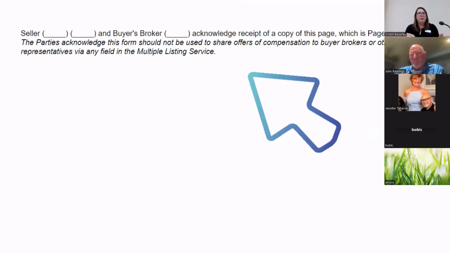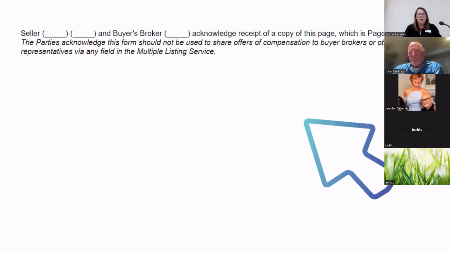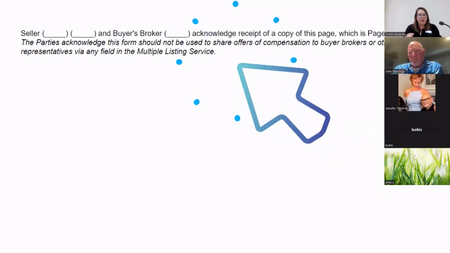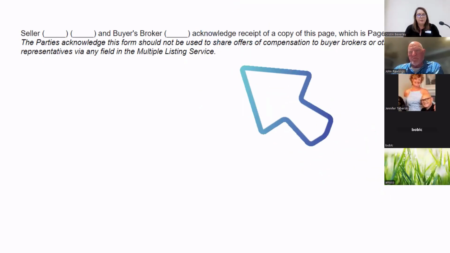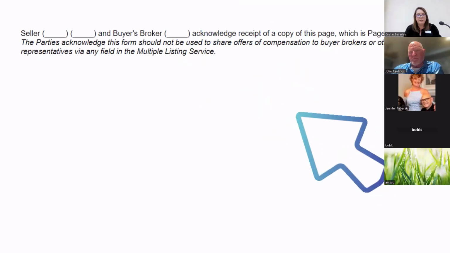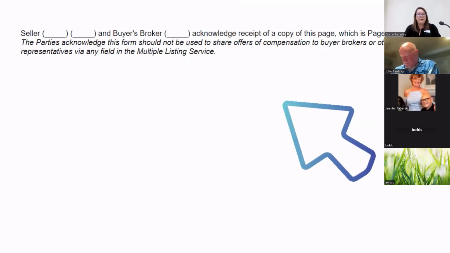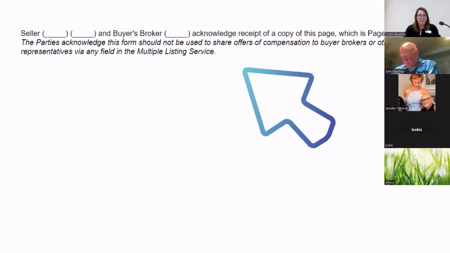So no, you cannot put this anywhere in the MLS. People were asking, well, can we put it under private? No, compensation agreements can be attached in the MLS ever at all. And so this is the very bottom of the form under where everybody initials. It says the parties acknowledge this form should not be used to share offers of compensation to buyer brokers or other buyer representatives via any field in the multiple listing service.